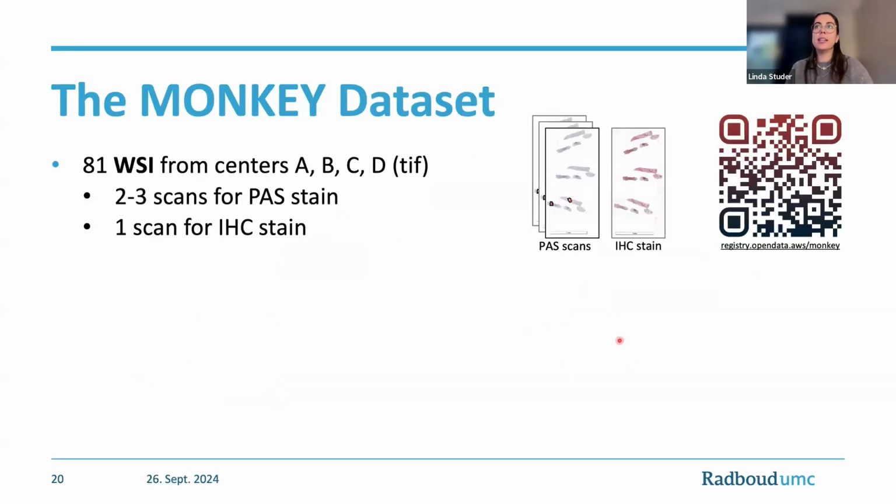So the monkey data set, that's the publicly available data set that you can still access on the open data registry from AWS, here with the QR code. We ended up with 81 whole slide images from the 4 centers, and we have 2 to 3 scans for the PAS stain, and then 1 scan from the immunohistochemistry stain that we also make available.